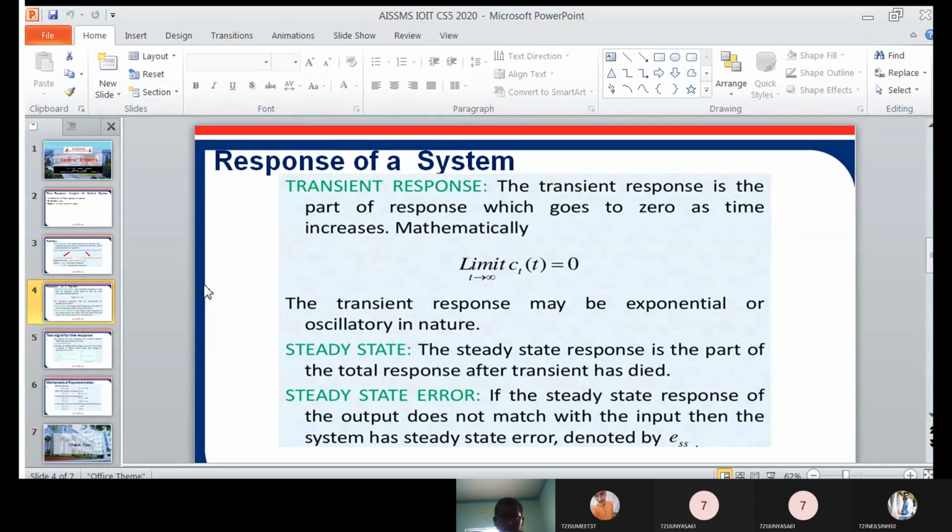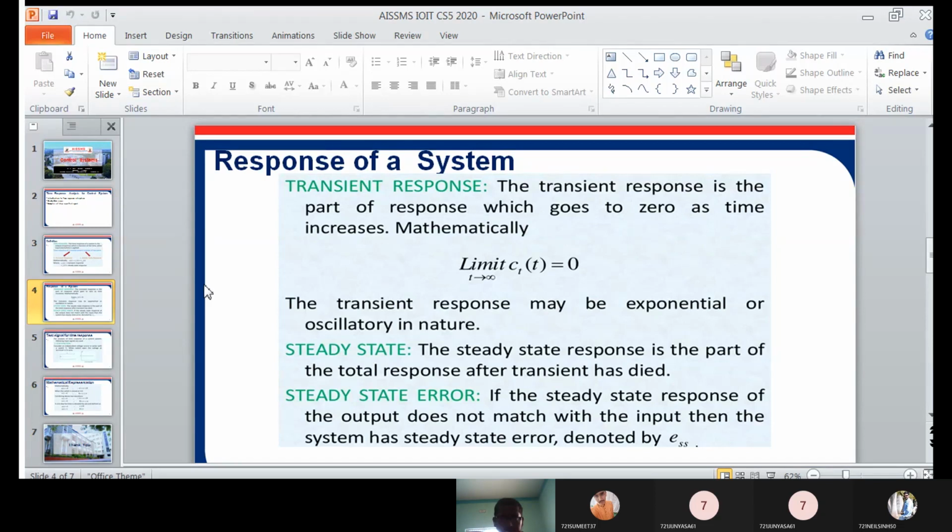The definition of transient response is that it is the part of the response which goes to zero as time increases. Mathematically it can be represented as the limit as t tends to infinity of C_tr of t equal to 0. The transient response may be exponential or oscillatory in nature.